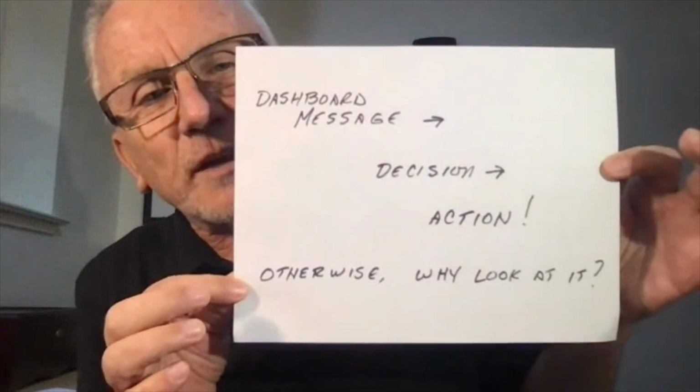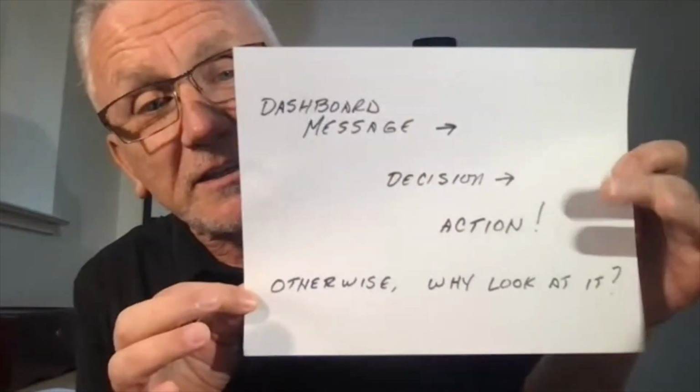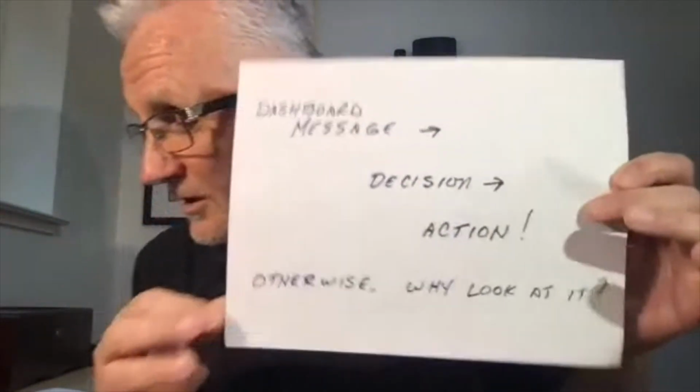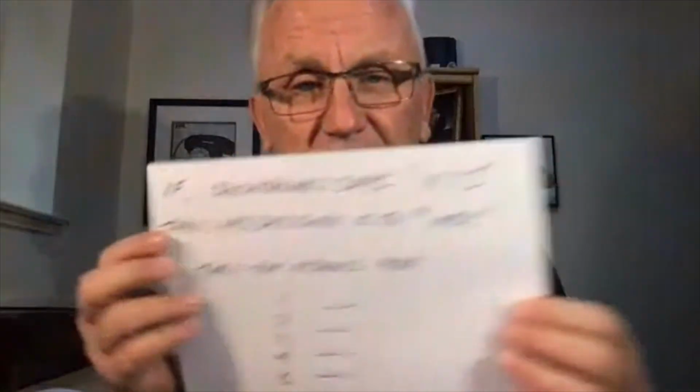The dashboard gives you a message. You make a decision, you take an action. Otherwise, you don't look at it. And when the dashboard says, here's what you want to do, whatever's on your dashboard, so you might have job orders, interviews, submittals, number of placements, number of starts, you want to have a decision tree, an algorithm, an AI flow chart.